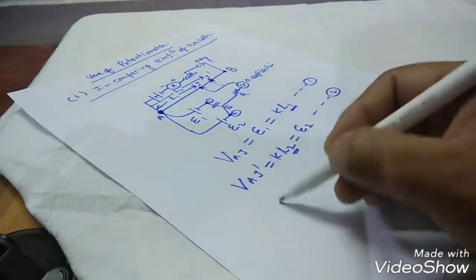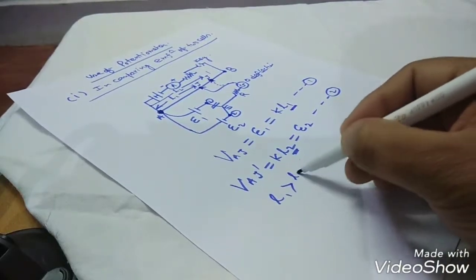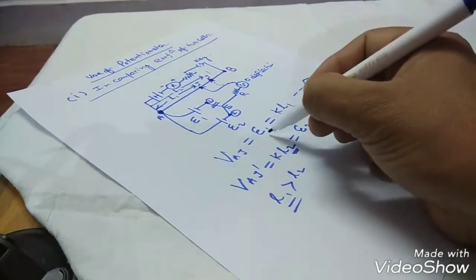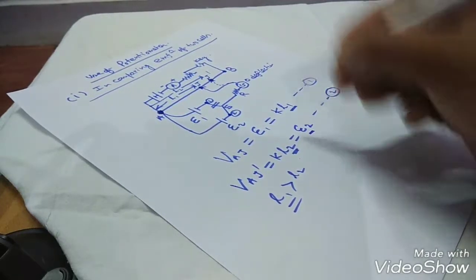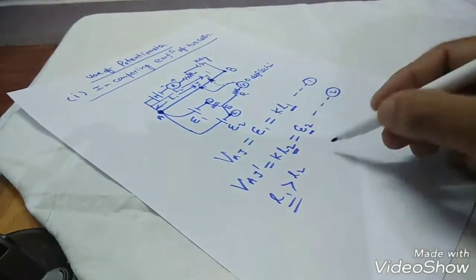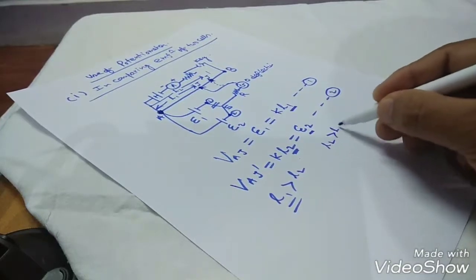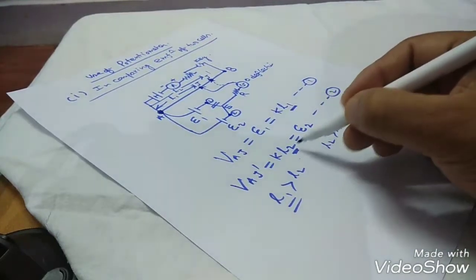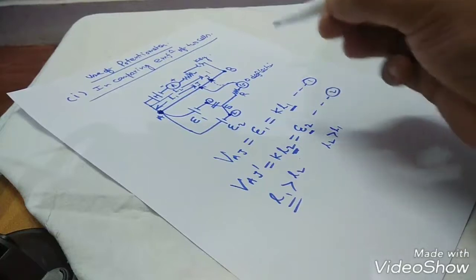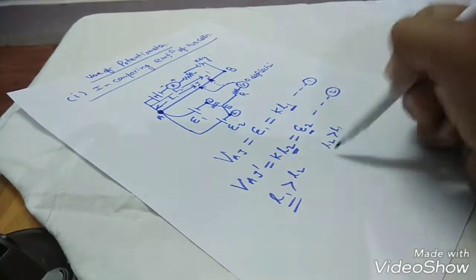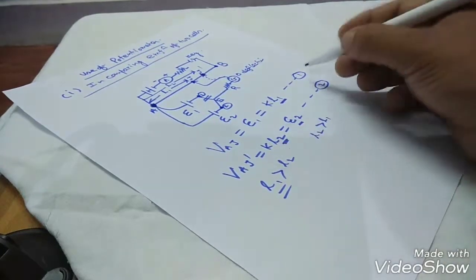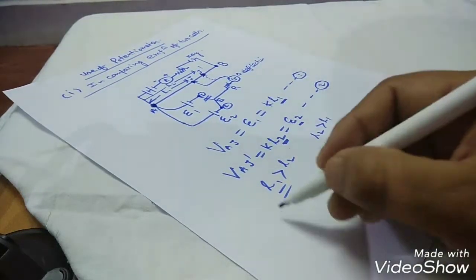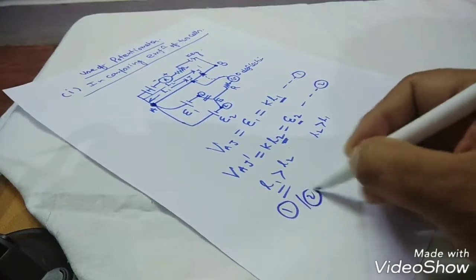If L1 is greater than L2, that means EMF E1 is greater than EMF E2. If L2 is greater than L1, that means EMF E2 is greater than EMF E1. In this case, L2 is greater than L1. So what will we do? We will divide equation 1 by equation 2.